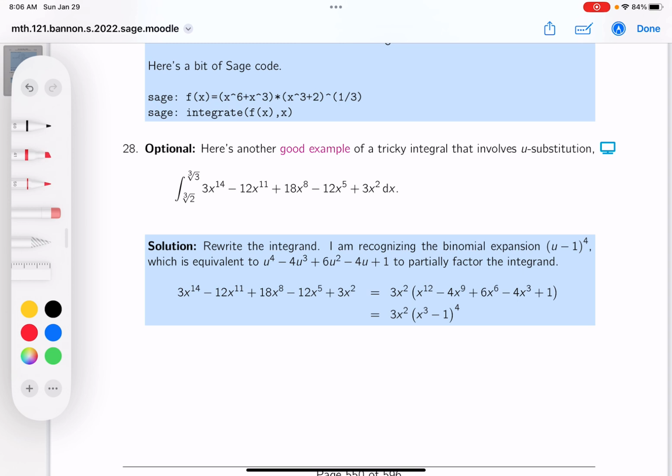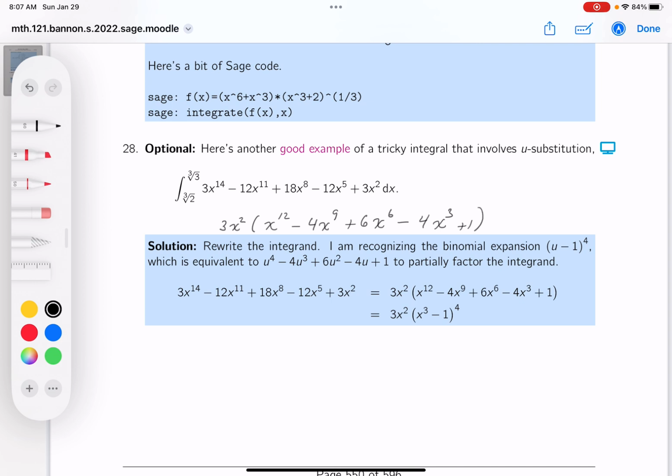What I'm going to do is factor out, looking at it, there's a 3 common to all the terms and an x squared common to all the terms. So let's look at the integrand. I see 3x squared, and then you're going to see x12, then minus 4x9, plus 6x6, and then minus 4x cubed plus 1.